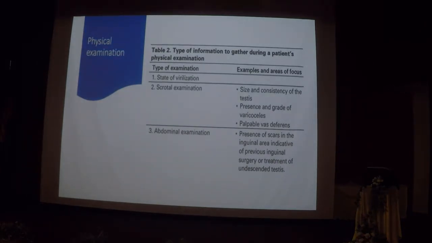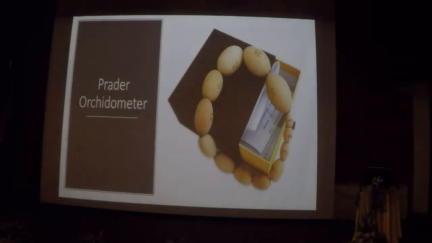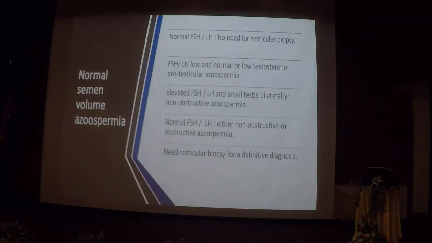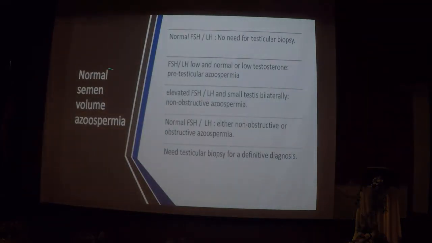And then you palpate also for the vas deferens I mentioned. Abdomen examination is important because you have to look for any scarring, especially if there is a history of inguinal hernia operation before, especially if it was done without mesh. What about patients with normal semen volume but azoospermia? Usually they also have normal testicular volume.